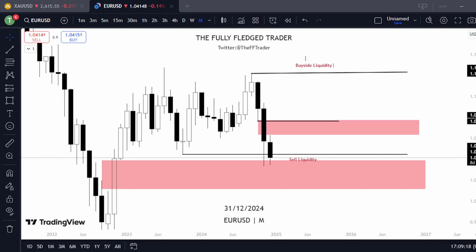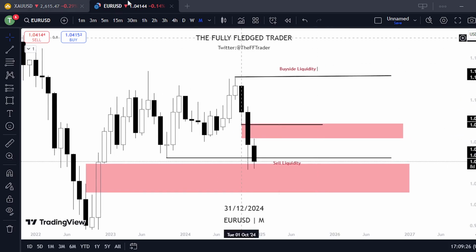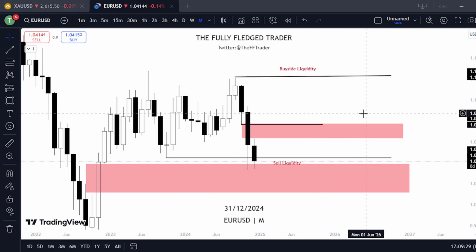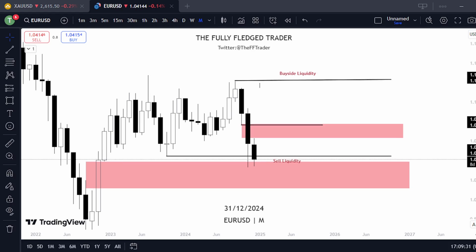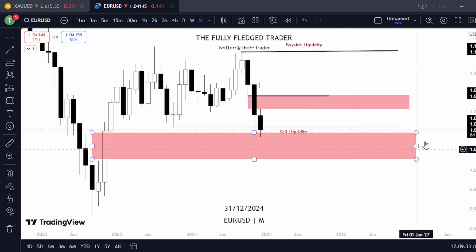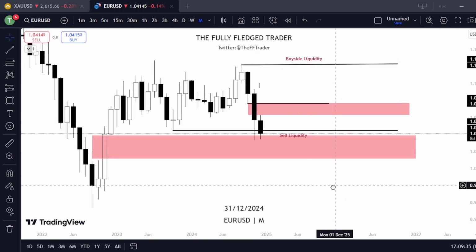And today I'll be working on the Euro USD chart, and this is the monthly chart for the pair. I've done some markups, and I'll briefly explain them here.